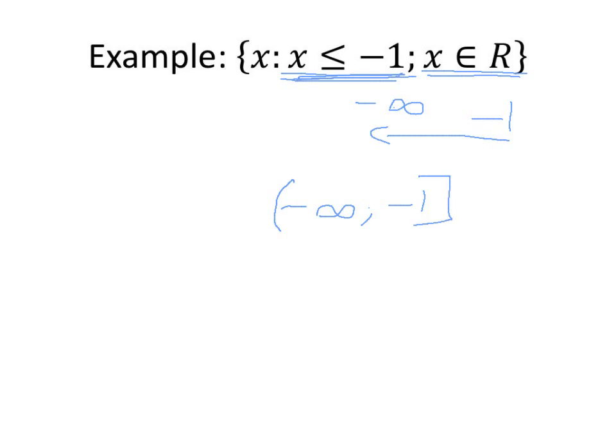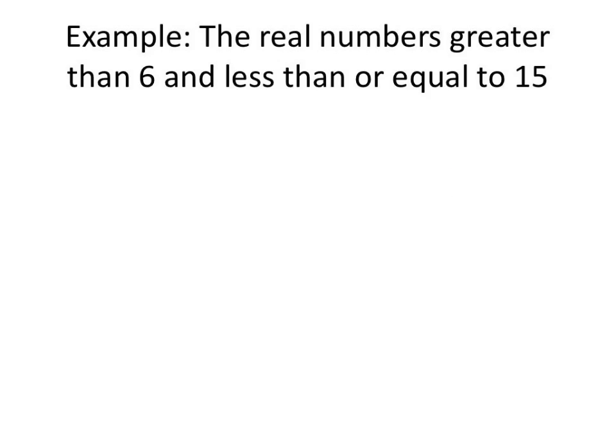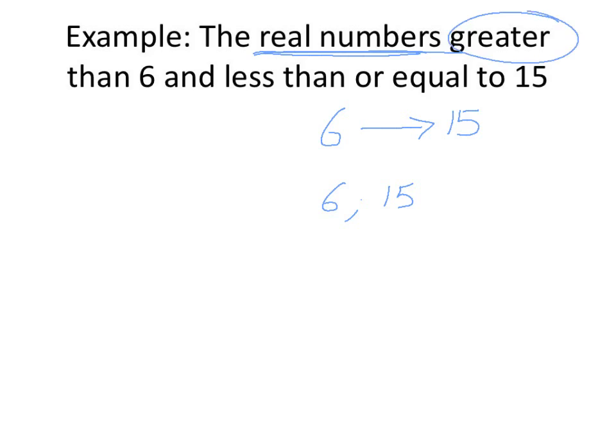Use a square bracket. The next one: the real numbers, so we can do interval notation, greater than 6 and less than or equal to 15. So our numbers here are going to go from 6 to 15. So we can write those two numbers in the middle, 6 and 15. The real numbers greater than, so it's not included, we use a round bracket, but less than or equal to 15, so it can be 15, 15 might be included, so we use a square bracket.